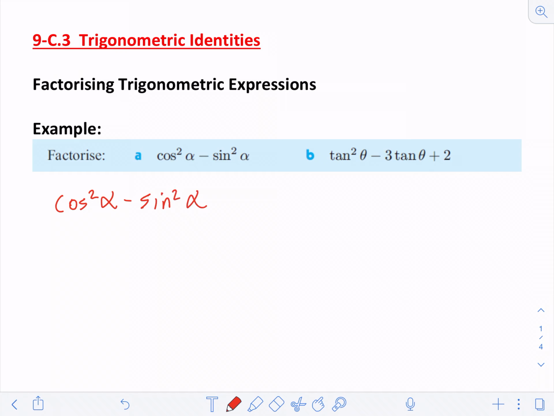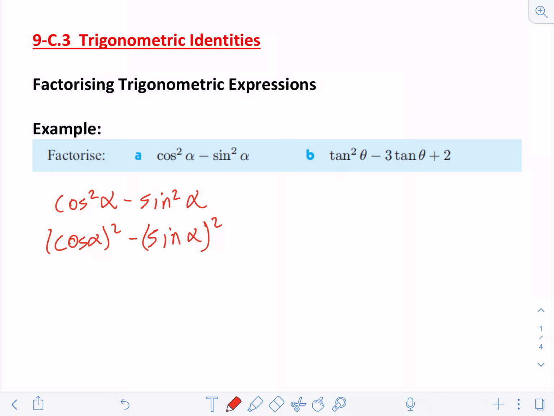Now, just to recap, doesn't this really mean cosine alpha quantity squared minus sine of alpha quantity squared, right? Because we just write it as sine squared and cosine squared, but that's really what it means. First of all, there's nothing I can pull out that's common between cosine squared and sine squared. But this is really the difference of squares, right? Do you remember how difference of squares works? It's one plus the other times one minus the other.